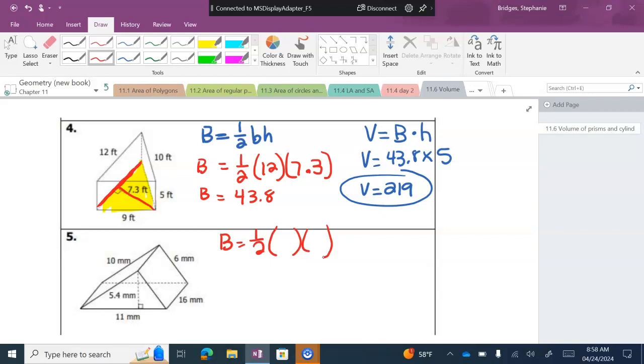5.4, that's the height, yeah. So what's perpendicular to that? 11. So 11 would be my base. 5.4 would be my height. Okay, my base is here. My height is here. They are perpendicular to each other. And we're focusing on that triangle there in the front. What is 1/2 times 11 times 5.4?